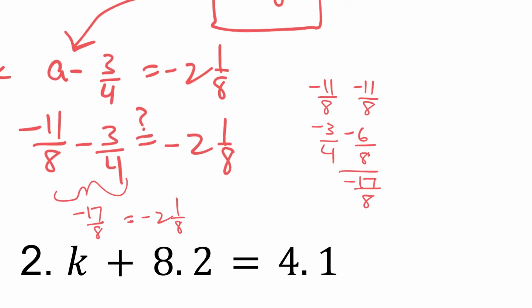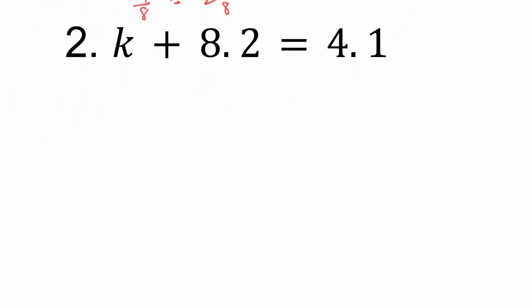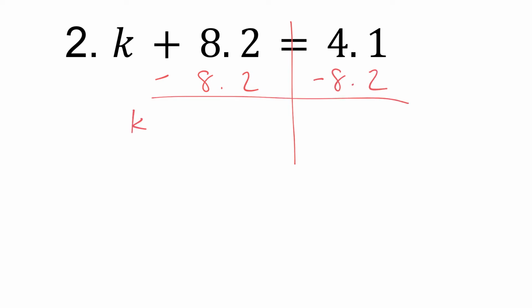Okay, number 2. I have this one. I'm going to erase this. It's going to kind of bug me. So this one's a little bit easier. I just have to subtract 8.2. So k, these cancel, is equal to, once again, I have opposite signs. I have more negatives than positives. This is going to be negative.